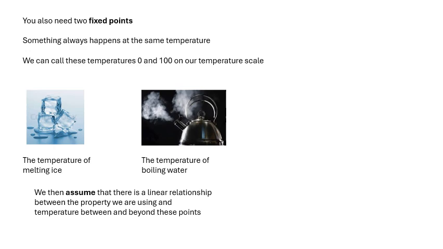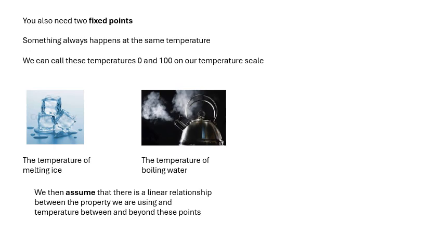You also need 2 fixed points. Now, a fixed point is basically something that always happens at the same temperature. And you can call one of the temperatures 0 and you can call the other one 100. Unless it's somewhat weird like Fahrenheit, you know, call one of them 0 and call one of them 100. For example, the temperature of melting ice, let's call that 0. The temperature of boiling water, let's call that 100.